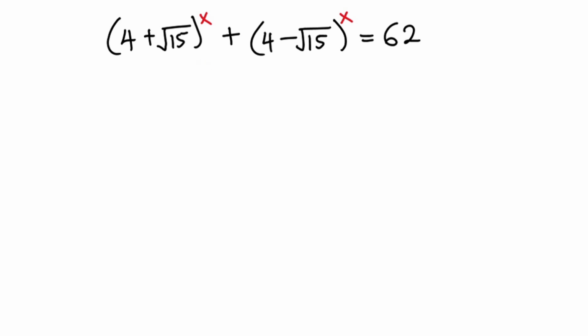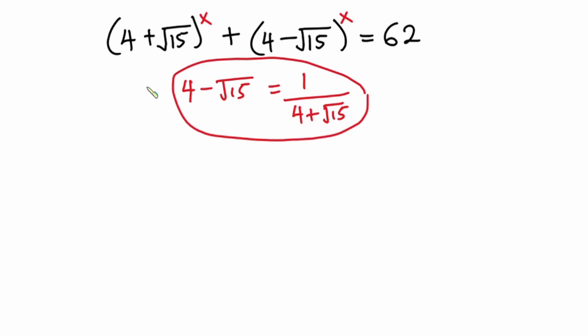Now let's get started. First of all, let's concentrate on what is in the parentheses. I can say that the whole of this is a conjugate of this. Then this one also is a conjugate of this. So having said that, I can say that 4 − √15 is equal to 1 over (4 + √15). Now I believe that the question on your mind is how. So let's deal with the how first.